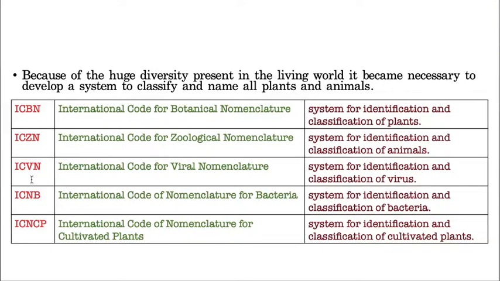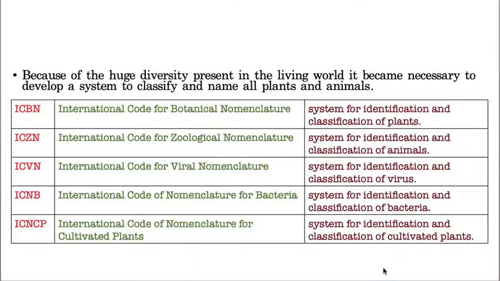Now, the next one is ICVN, International Code of Viral Nomenclature. ICNB means International Code of Nomenclature of Bacteria. Because ICBN means International Code of Botanical Nomenclature, there is a chance of confusion. That's why ICNB is a little changed. So ICNB means Nomenclature of Bacteria. And ICNCP means International Code of Nomenclature for Cultivated Plants. So these are the various organizations which help a taxonomist to derive the names from Latin. Hope you got my point.